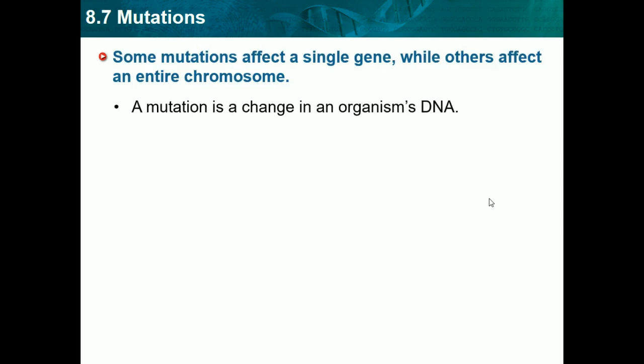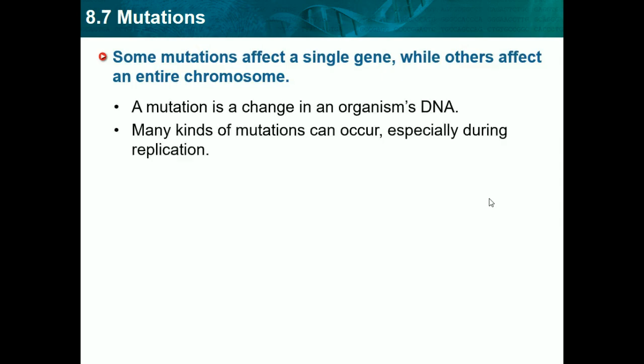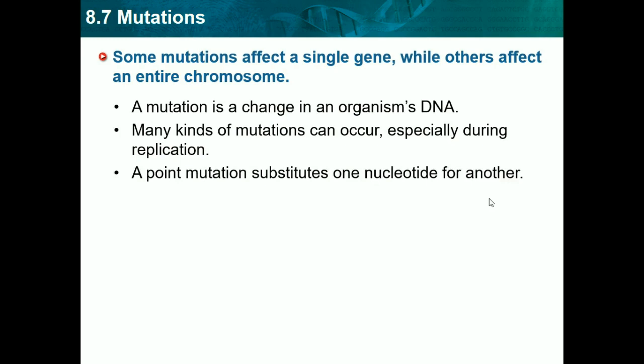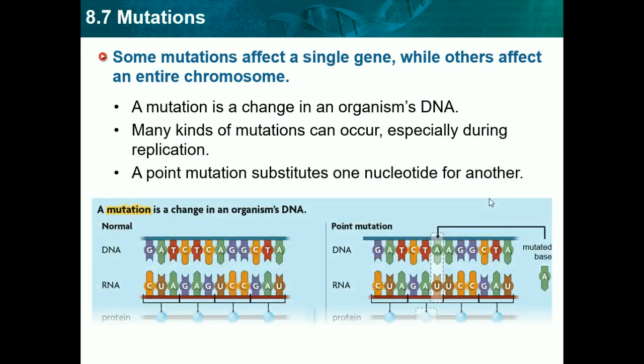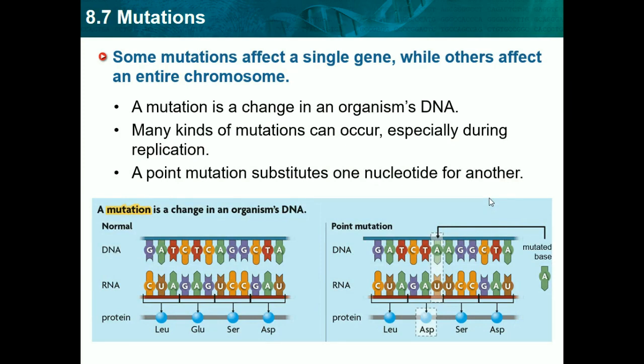A mutation is a change in an organism's DNA. Many kinds of mutations can occur, especially during replication. During the replication process, when we copy our DNA, there can be some errors. A point mutation substitutes one nucleotide for another. So there are certain types of mutations we're going to learn about. First one is a point mutation, and this substitutes one nucleotide for another. So here we have our little diagram.